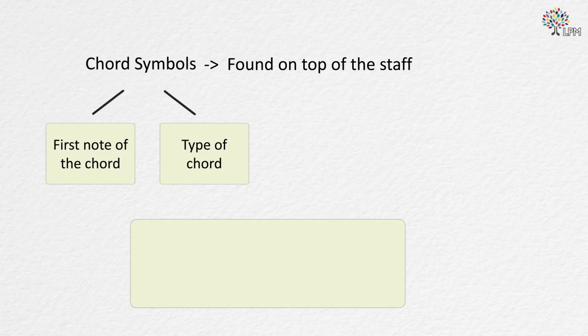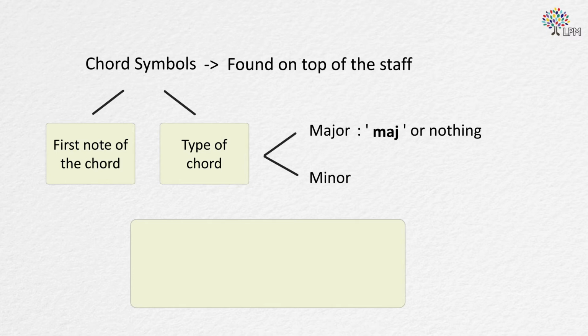Now the second part of the chord symbol tells us what type of chord to play. So are we going to play a major or a minor chord? Now if the composer wants us to play a major chord, there are two ways which he can do this. Firstly, he could write MAJ to the right of the capital letter, or he could write nothing at all. So if the composer wants us to play a C major chord, he will either write just a capital C, or he would write C MAJ.